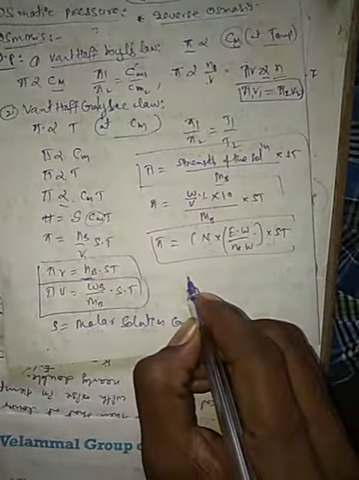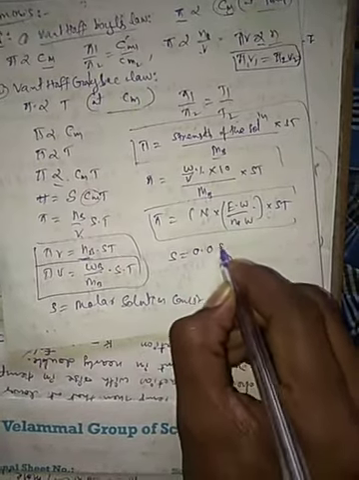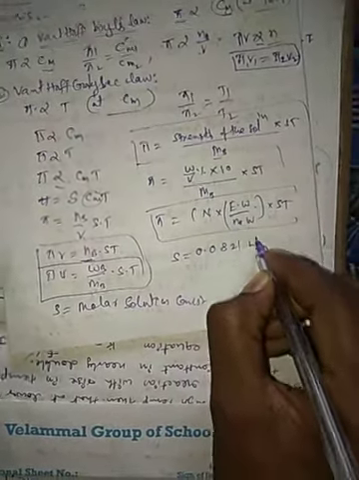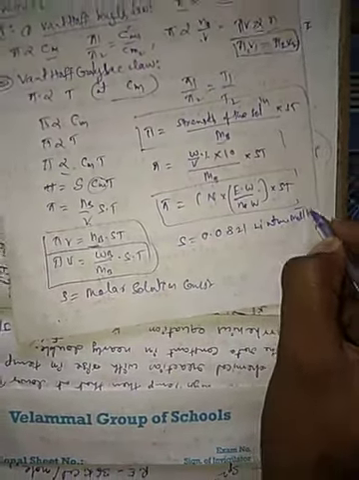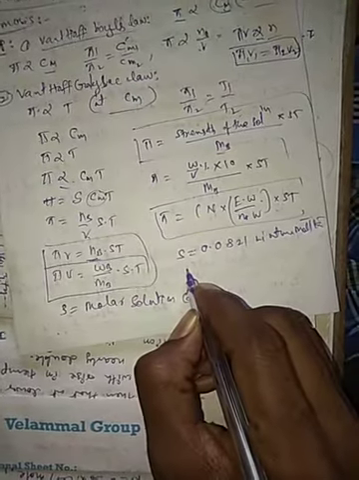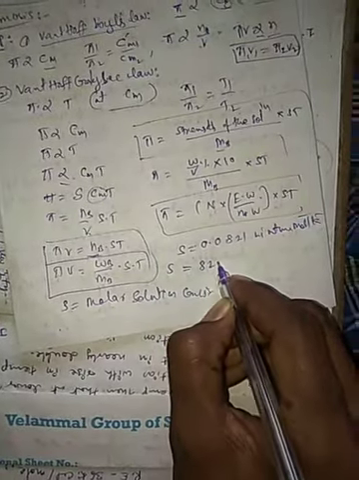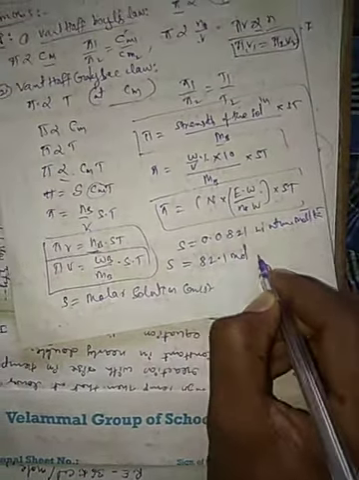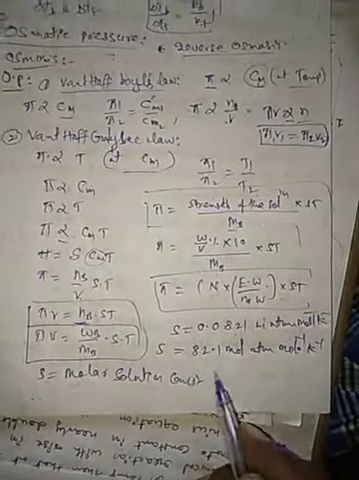And the value of the constant S we can write as 0.0821 liter atmosphere mole inverse K inverse. Otherwise, one more value we can write, that is 82.1 mole atm mole inverse K inverse. These are the values we can use in place of S, the molar solution constant.